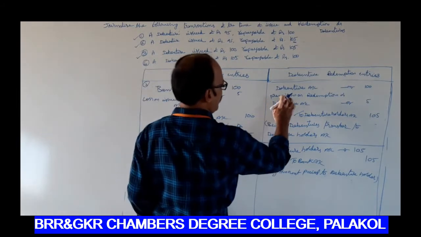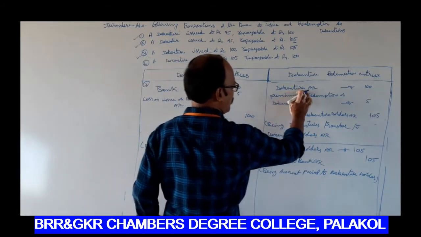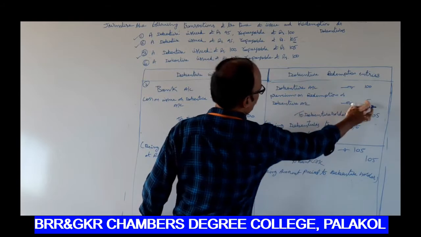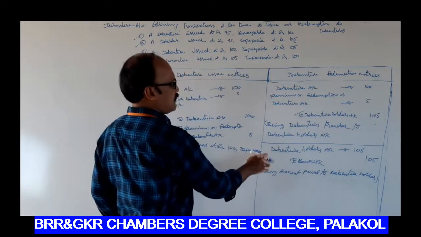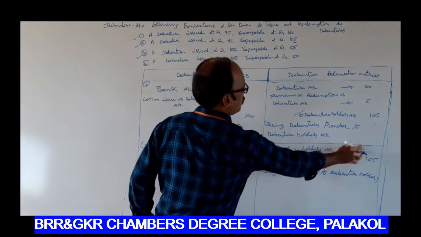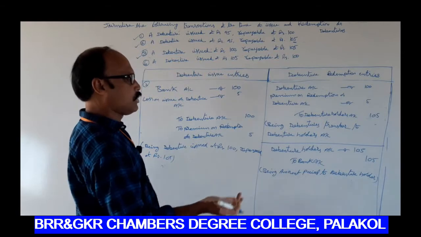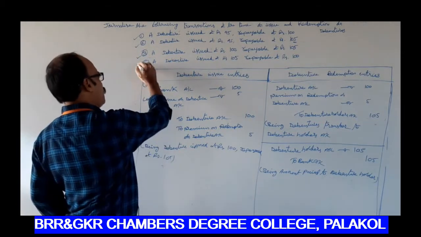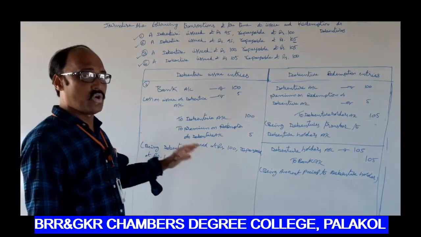Next one. At the time of redemption, debentures are transferred to debenture holder. Debenture account debtor 100. Premium on redemption of debentures account debtor 5. To debenture holders account 105. Next one. Debenture holders account debtor 105. To bank account 105. Being amount paid to the debenture holder. And next one. For fourth transaction, the general entry for fourth transaction.